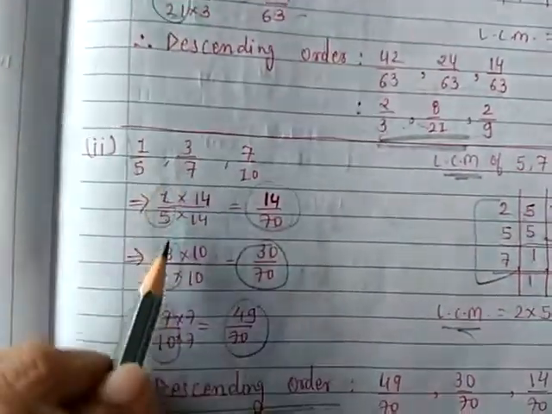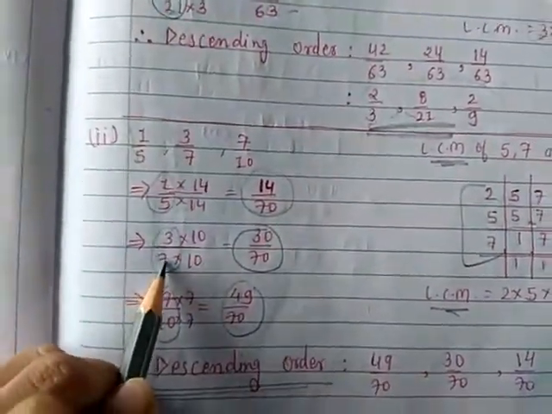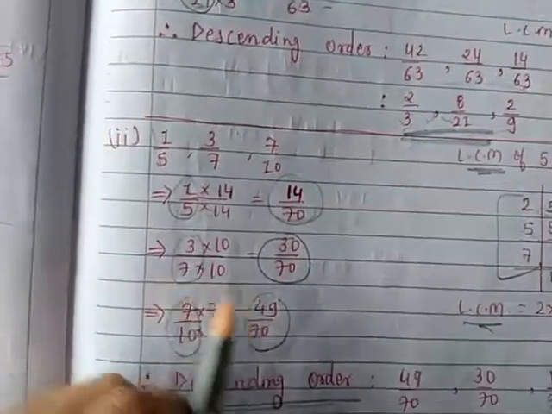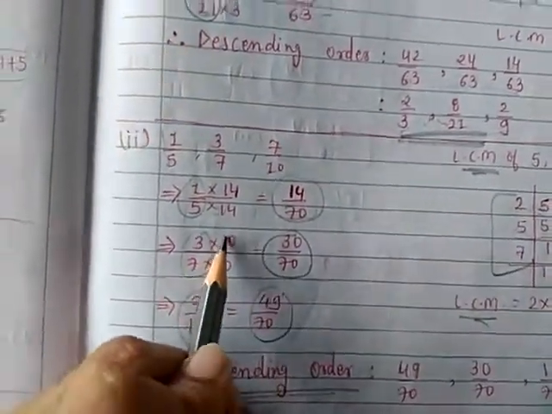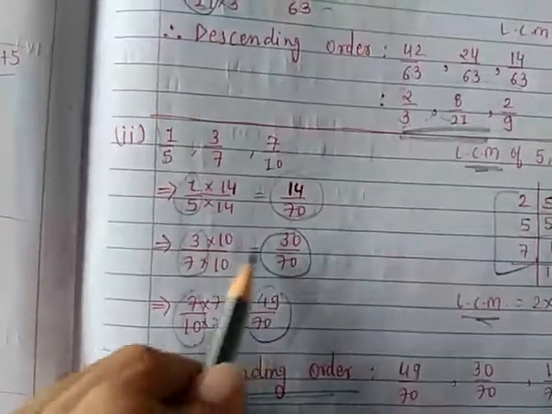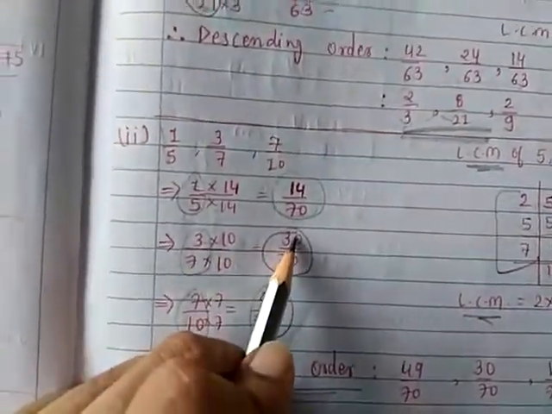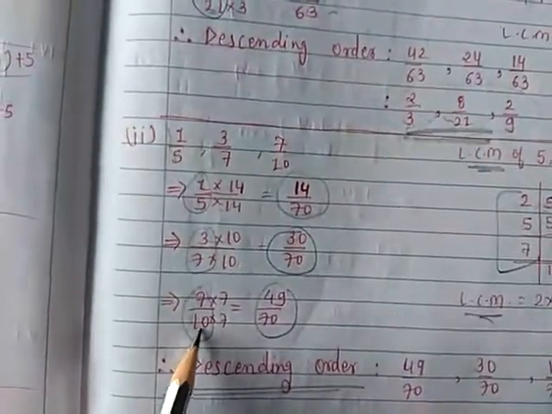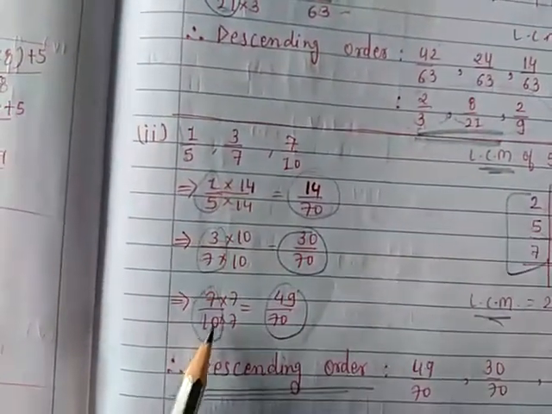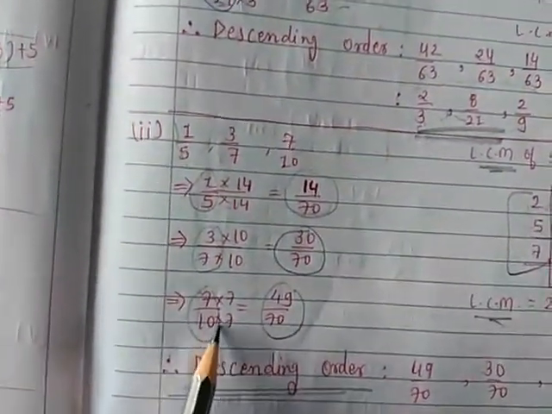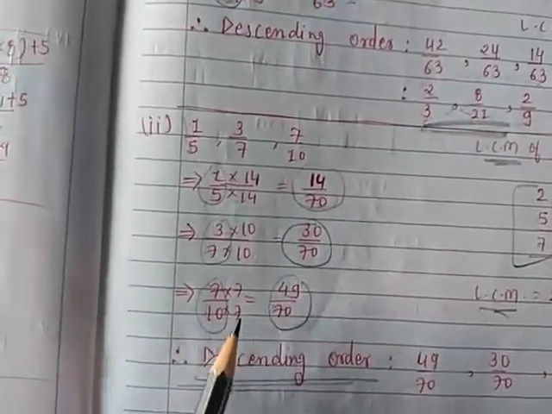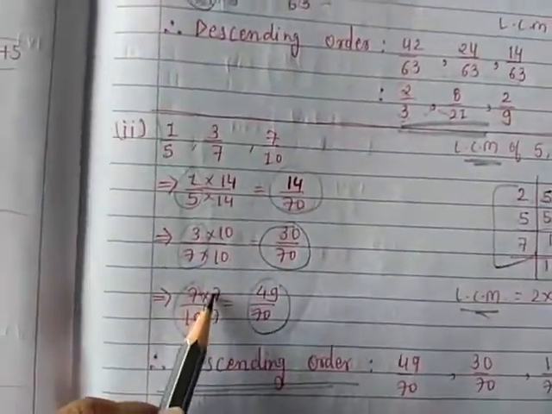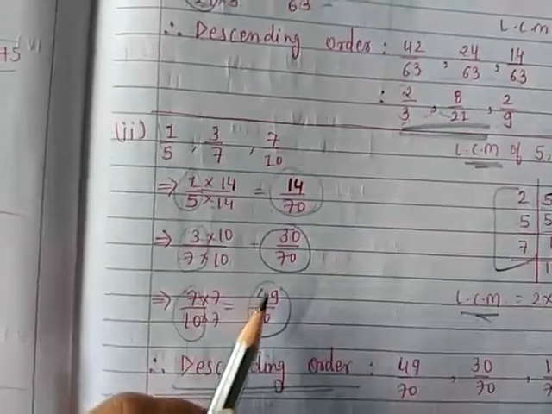Next question, 3 upon 7. So by which number do we multiply 7 to get 70? So 7 10s are 70, 3 10s are 30. Okay, now see 7 upon 10. By which number do we multiply 10 to get 70? So it is 7. 10 7s are 70. So the same effect we will give in the numerator. So 7 7s are 49.